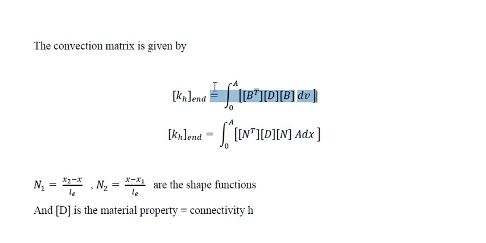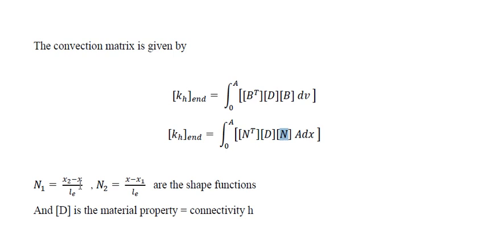So please neglect what I have highlighted. Take this as the expression. It is not B transpose, it is N transpose. In conduction we take B transpose. In convection we take directly N transpose into D into N.